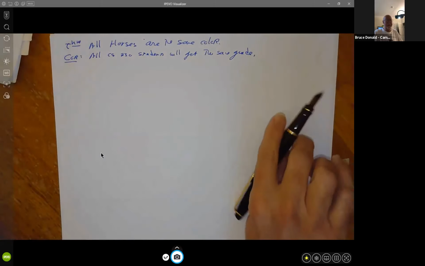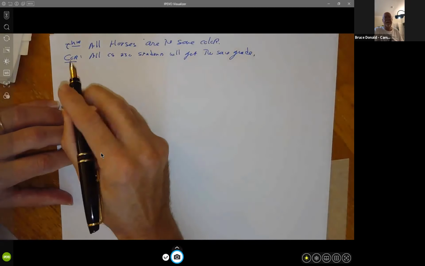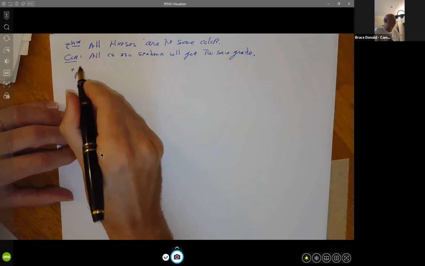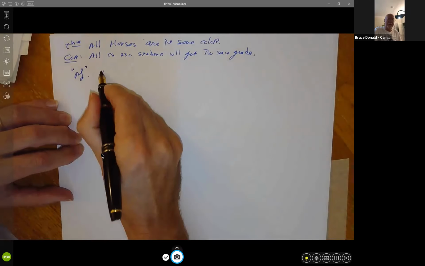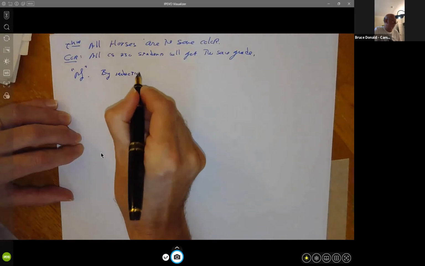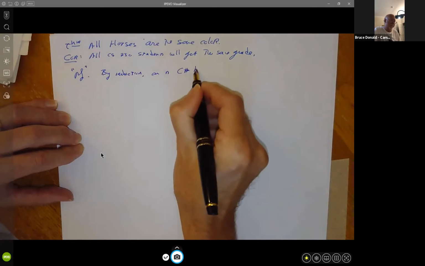So I want to mention I'm going to use induction, but this is not a proof that shows that induction is wrong. It shows that we've made a mistake somewhere in using induction. Okay. So I'm going to do the proof and I'm going to ask you all what's the problem. Proof, in quotes. This will be by induction on n, which is the number of horses.